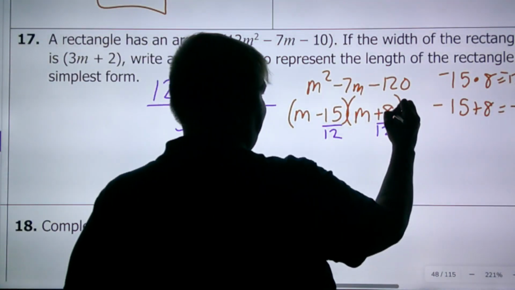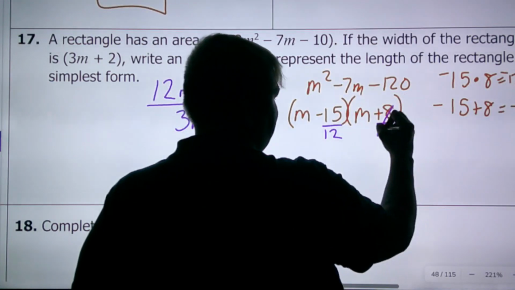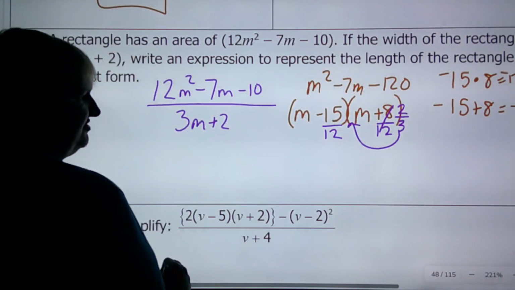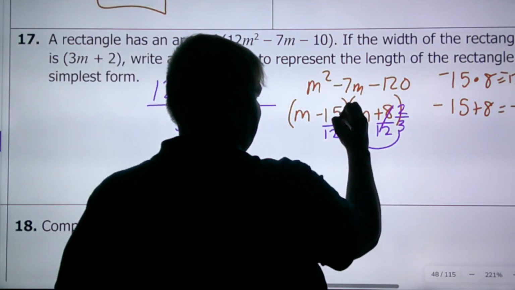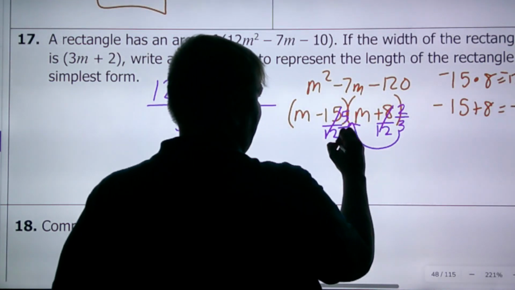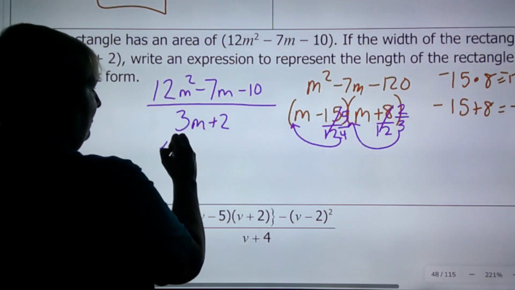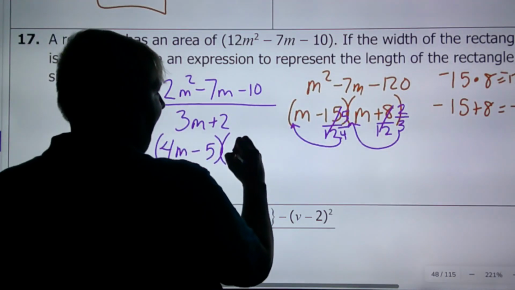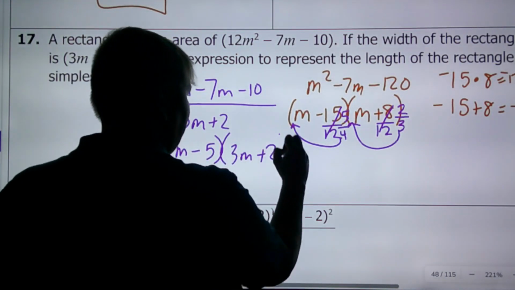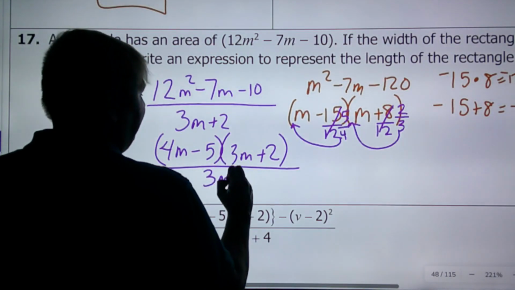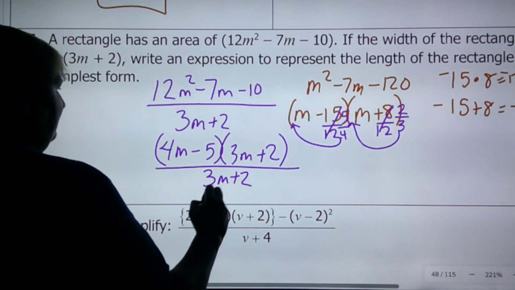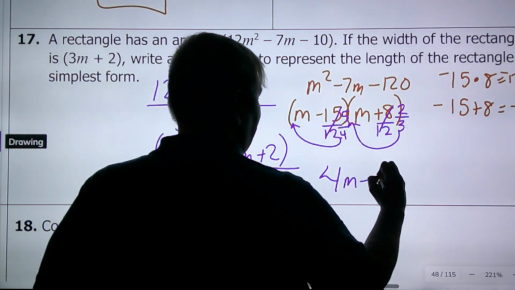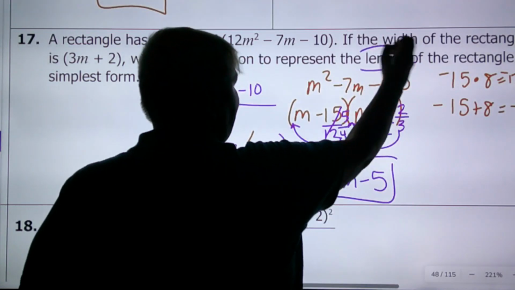All right, so this simplifies. 4 goes into this twice and into this 3 times. There's your 3m plus 2. And 3 goes into this 5 over 4. So we're left with 4m minus 5 and 3m plus 2. And then if we divide by 3m plus 2, bam! We're left with 4m minus 5, and 4m minus 5 is your length.